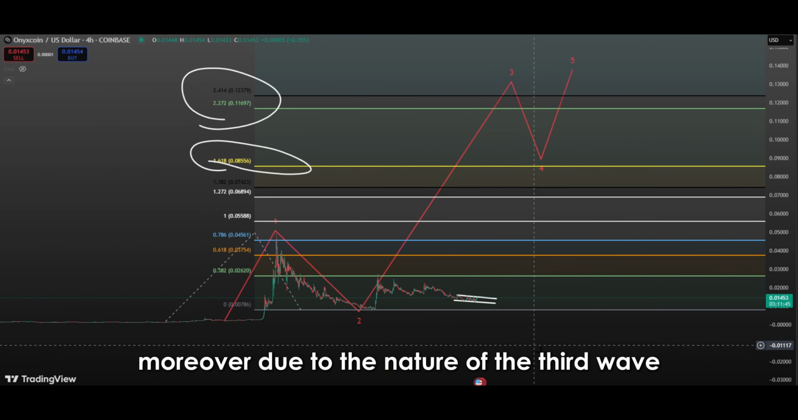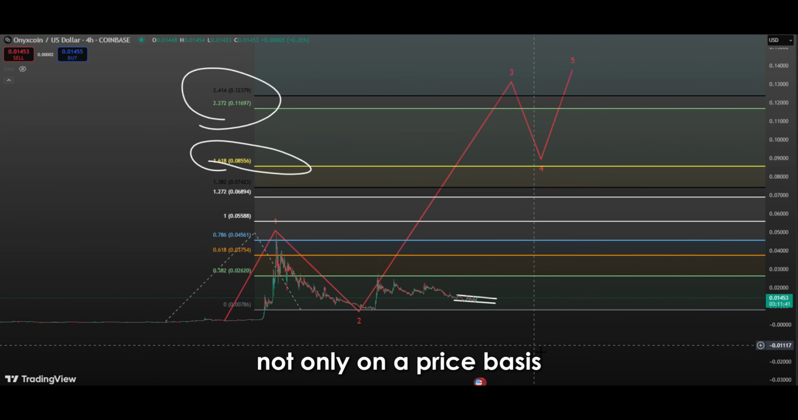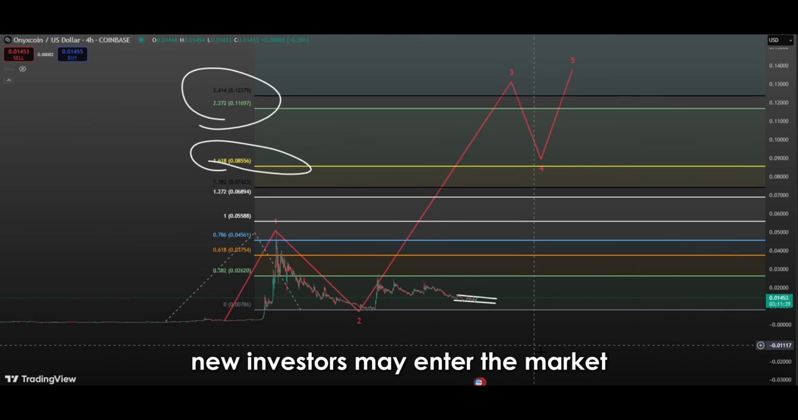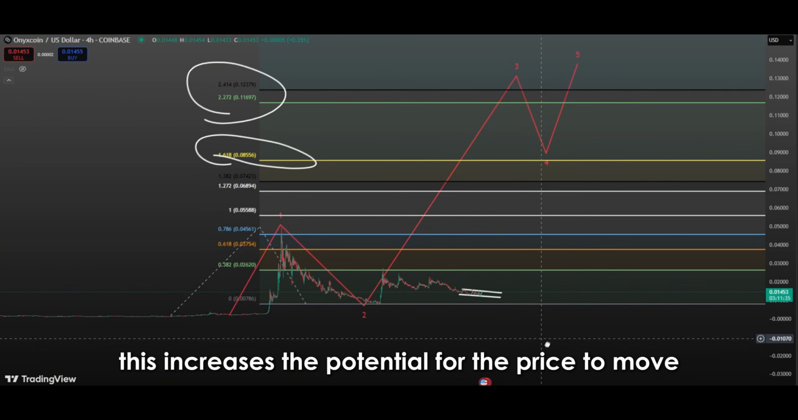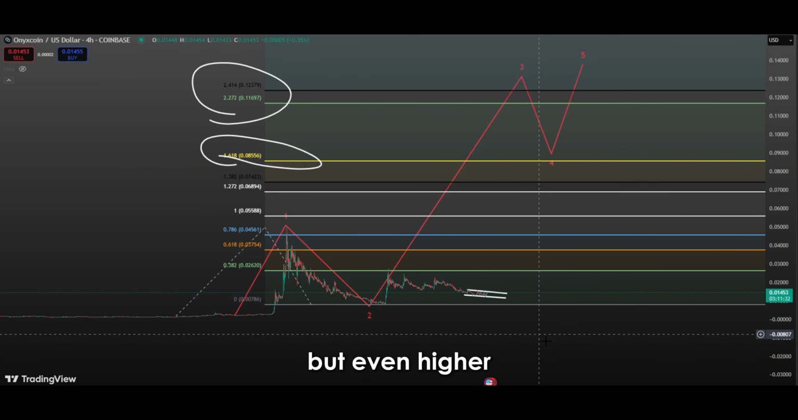Moreover, due to the nature of the third wave, this rise may create a serious transformation, not only on a price basis, but also in the general perception of the market. New investors may enter the market, volumes may increase, and market psychology may be completely positive. This increases the potential for the price to move not only to the technical target set, but even higher.